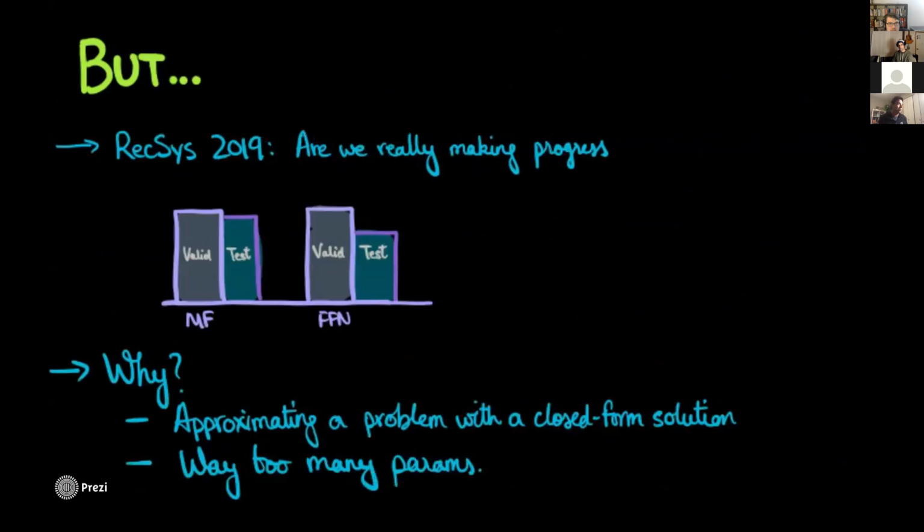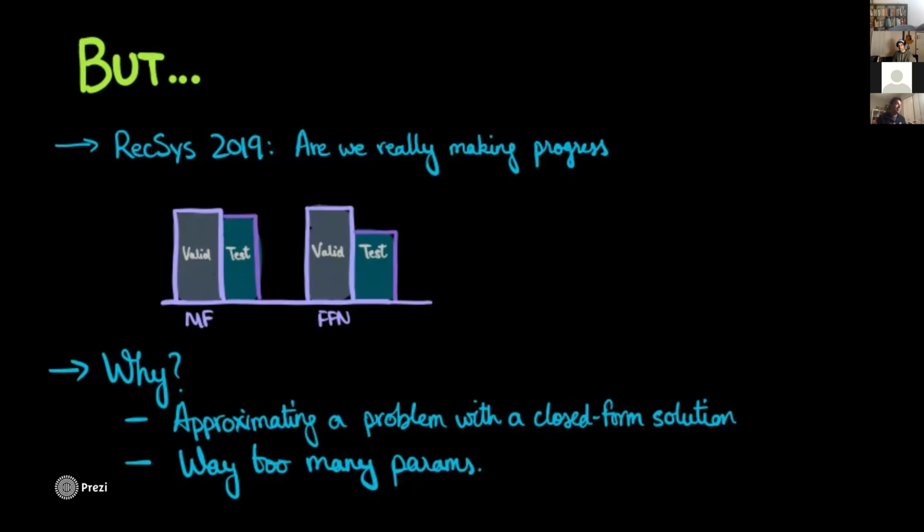But turns out this doesn't really work. If people have been keeping up with the literature, there was a paper, Are We Really Making Progress? at RecSys 2019, which showed that no, deep neural nets don't do as well. Well, why? Well, one of the reasons is you're approximating a problem that has a closed form solution with SGD. Like, why would you try to approximate that?